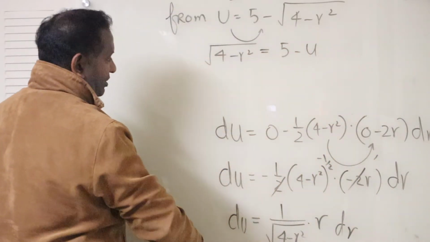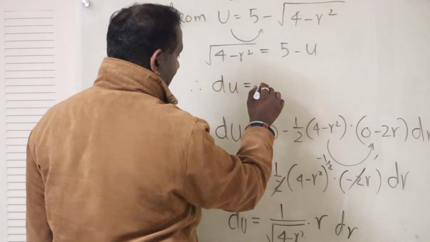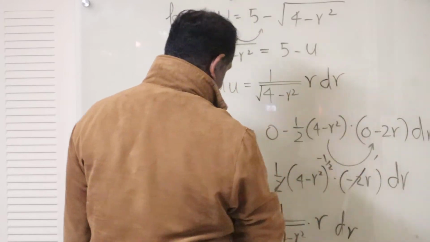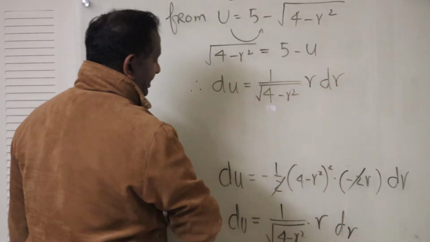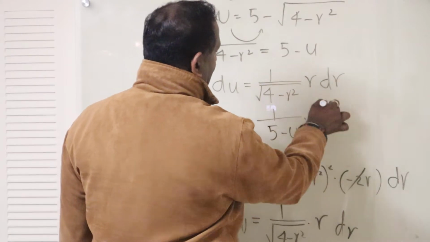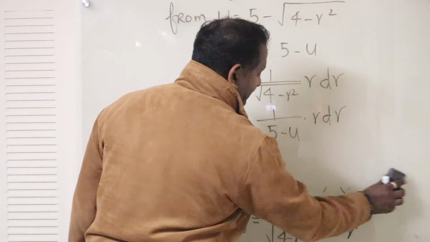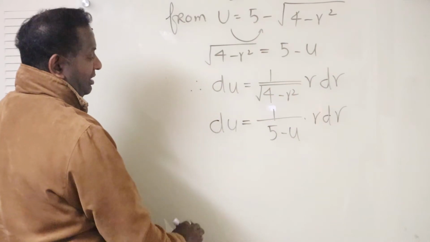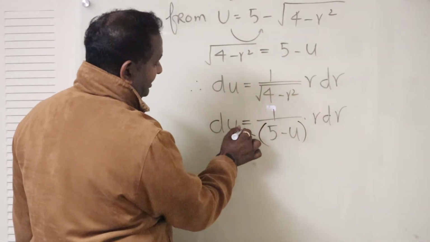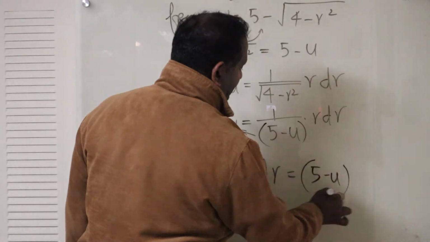Therefore, I'm going to plug that quantity into this one. Therefore, du equals 1 over the square root of 4 minus r squared, times r dr. See? The square root can be replaced with 5 minus u, so that's du. Now we're going to get the operator. dr is the original operator. Instead of taking just r, I'm going to get r dr. By taking this whole thing to the other side, r dr is 5 minus u times du.